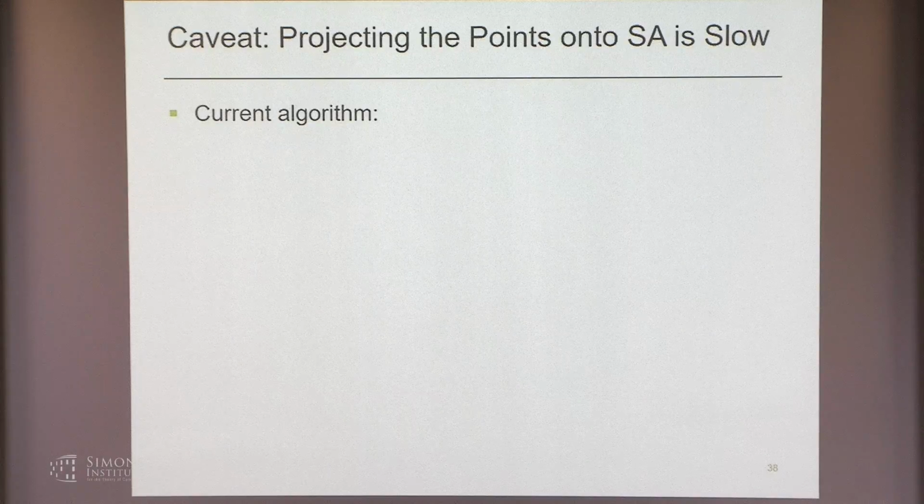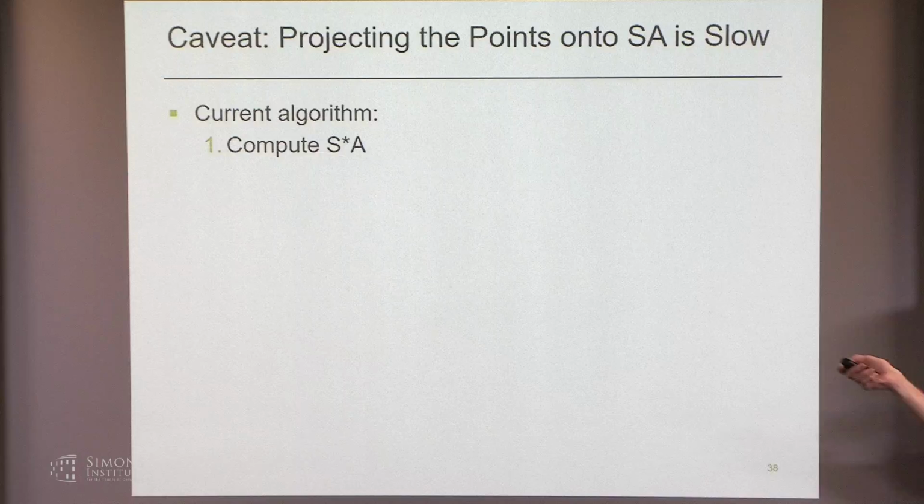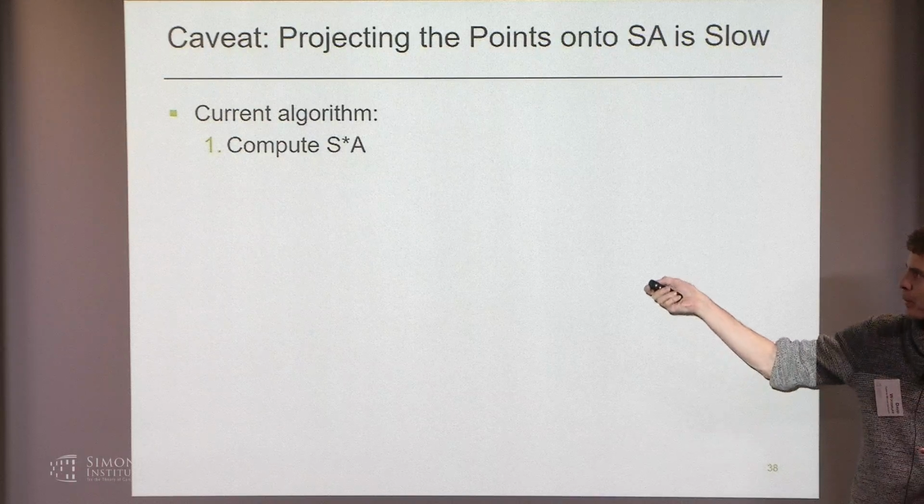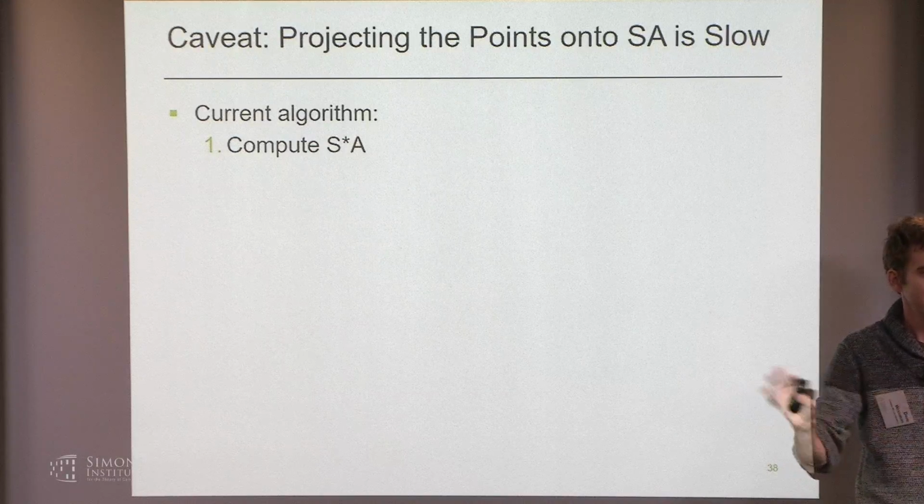Okay, let me just recap the algorithm and see where we are. The first step is to compute S times A. S is one of these CountSketch matrices, so I can compute this super fast, in input sparsity time.